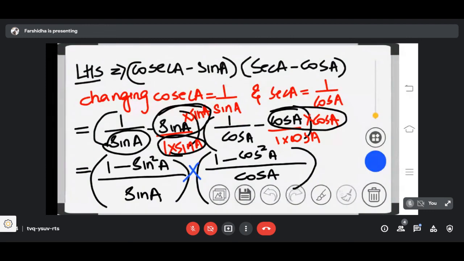Before that, we'll change. See, 1 minus sin square A. According to our identity number 1, we can replace 1 minus sin square A as cos square A. And also see here, 1 minus cos square A is equal to sin square A. Right? 1 minus sin square A is cos square A. 1 minus cos square A is sin square A. So you can replace both. So for the first term, you can write here cos square A. Second one will be sin square A.